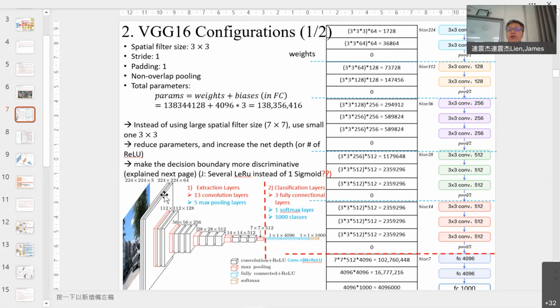This means in the first one, your filter size is 3 by 3 and in total you have 64 filters. 64 means you have 64 3x3 convolution filters. That means your output has 64 maps. So here, 64 maps.